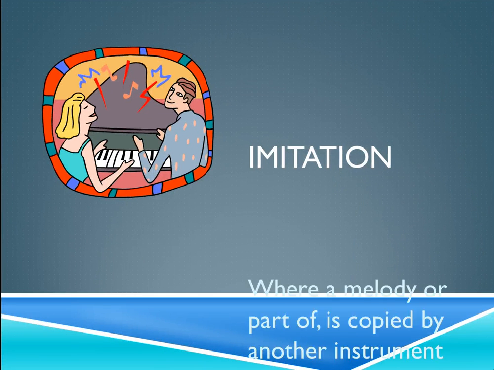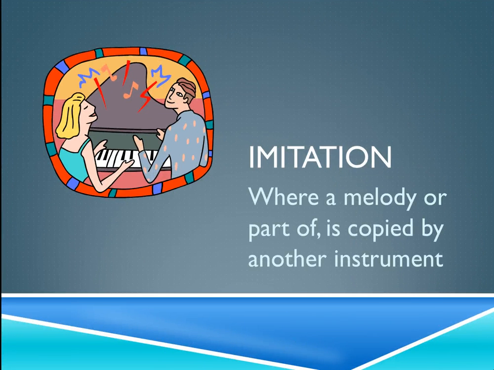Imitation. Okay, we've got 2 people playing there because it's where a melody or part of it is copied by another instrument. So it might be just, you know, when you hear a song and the main singer is actually singing something and the backup singers actually sing along with them for a part of the song, that's imitation.